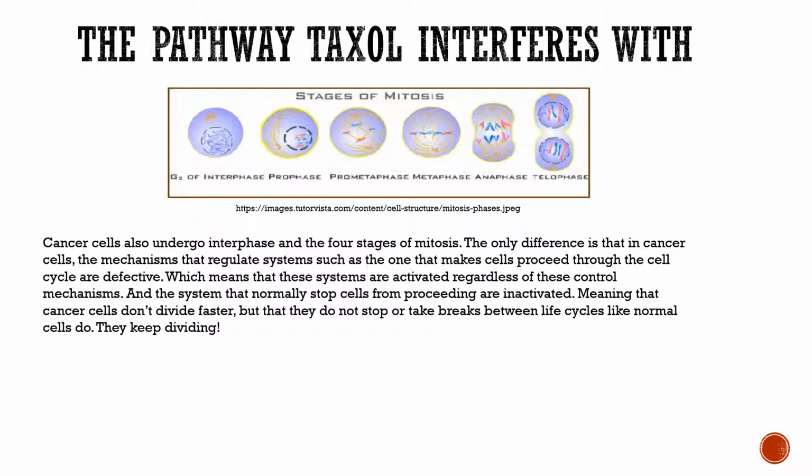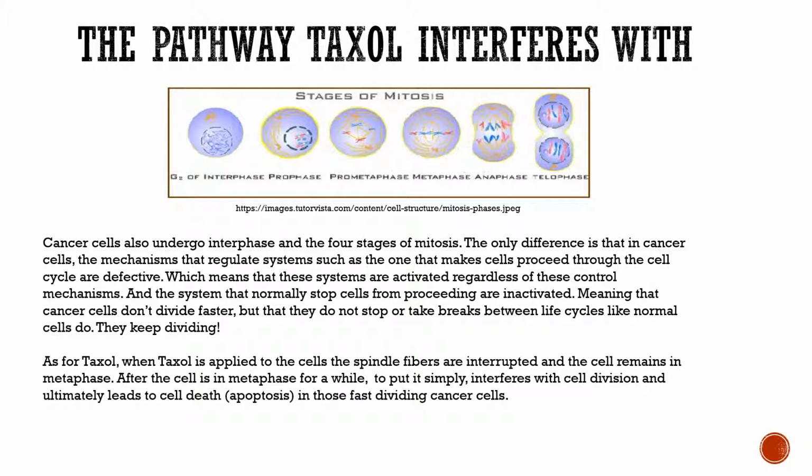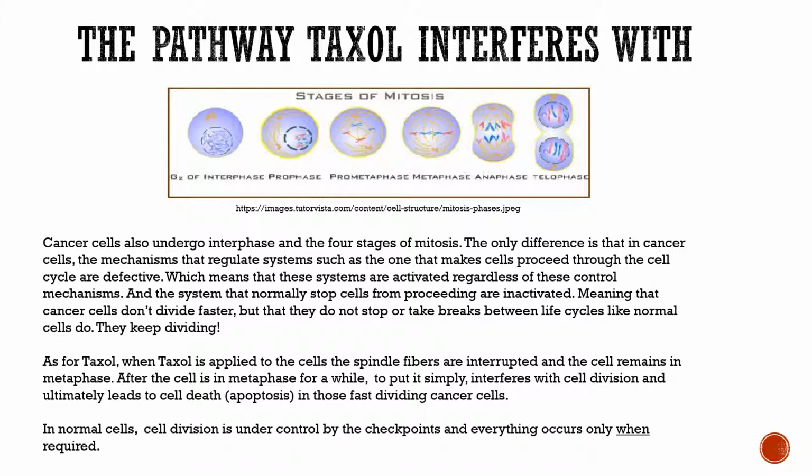They keep dividing. As for Taxol, when Taxol is applied to the cells, the spindle fibers are interrupted and the cell remains in metaphase. After the cell is in metaphase for a while, to put it simply, it interferes with cell division and ultimately leads to cell death in those fast-dividing cancer cells. In normal cells, cell division is under control by the checkpoints and everything occurs only when required.